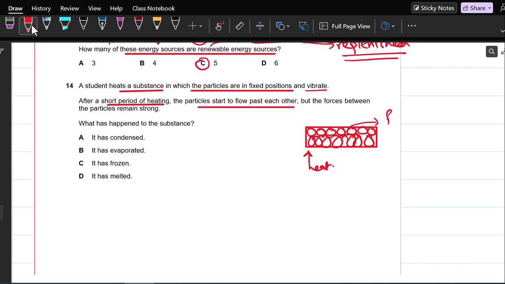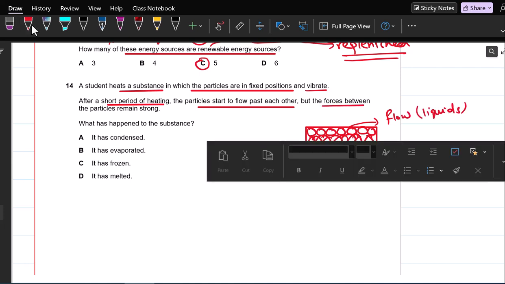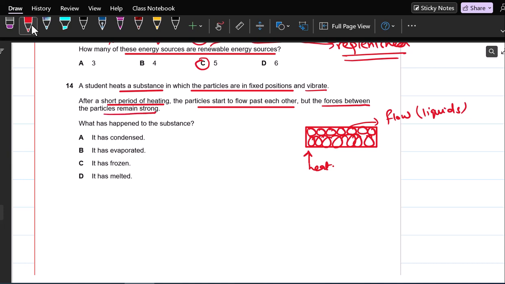Flow can be possible in liquids. But the forces between the particles remain strong. It means it is just changing the state from solid to liquid, means it is melted. Okay, what has happened to the substance? Has it condensed, has it evaporated, has it frozen? No, it has melted. Yes, because particles start to flow past each other.